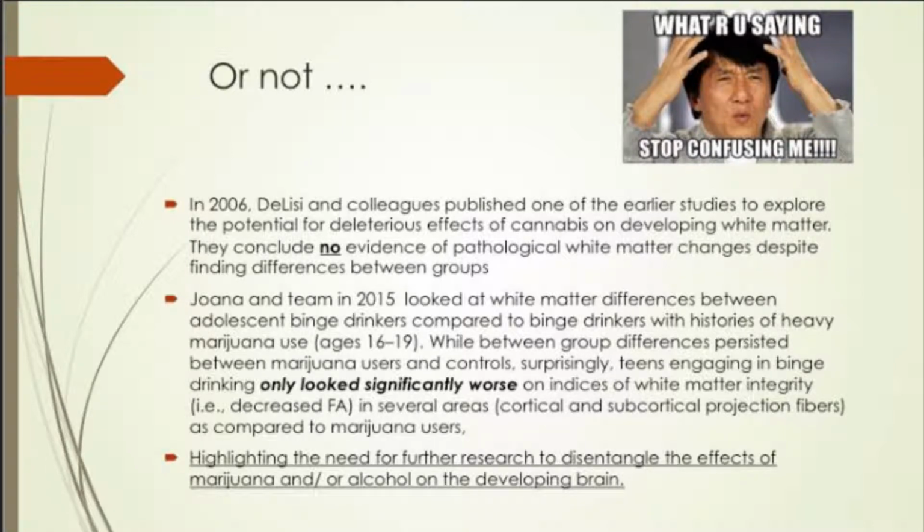There are a lot of studies that found no evidence of white matter pathology despite differences between marijuana users and non-marijuana users. One quite interesting study showed that users between the ages of 16 and 19 used marijuana and alcohol, but binge drinking had worse indices in the white matter. So again, we need further studies to understand not only marijuana's effects on the brain, but also other substance use on the brain.